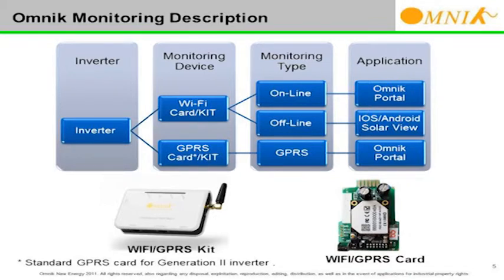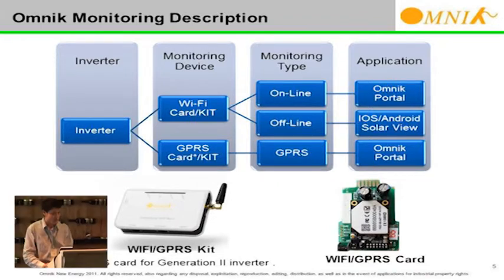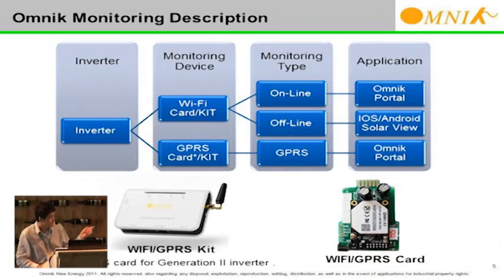Here is a description of Omnic monitoring. There are 2 monitoring modes. One is Wi-Fi, another is GPRS. So let me introduce the Wi-Fi first. We have 2 different optional devices for the Wi-Fi mode. One is the Wi-Fi kit, another one is the Wi-Fi card. Look at the picture. The first one is the Wi-Fi kit, or GPRS kit, and the second one is the card.